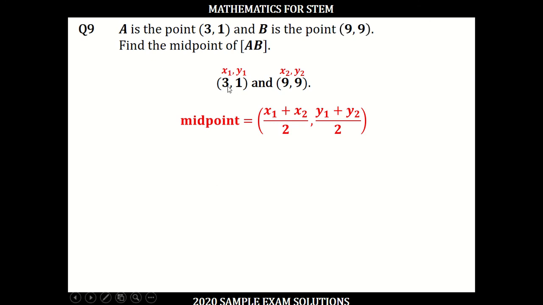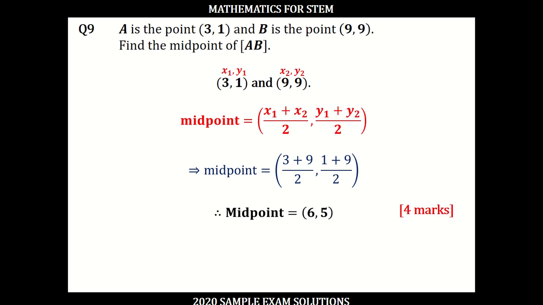Here if we add the x's, we're going to have 3 and 9, which is 12, divided by 2. And if we add the y's, we're going to have 1 plus 9, divided by 2. So 3 and 9 is 12, divide that by 2 gives 6. 1 and 9 is 10, divide that by 2 is 5. So the midpoint is coordinates (6, 5).